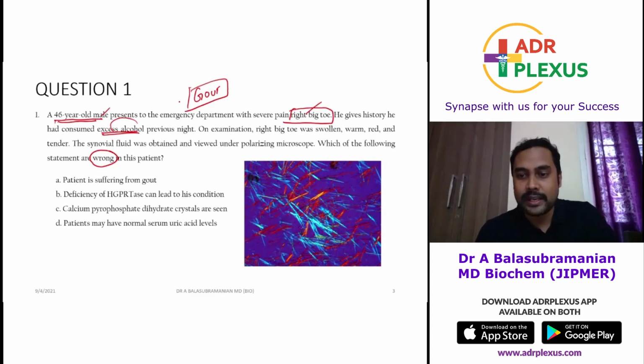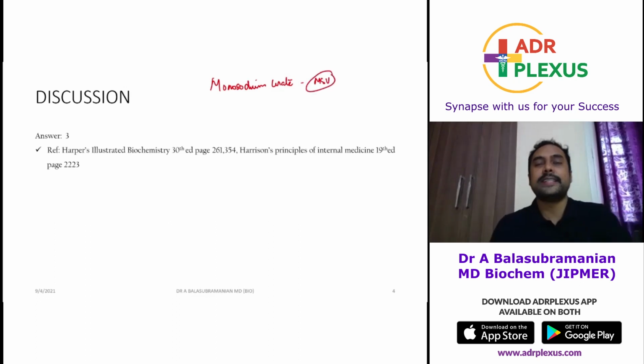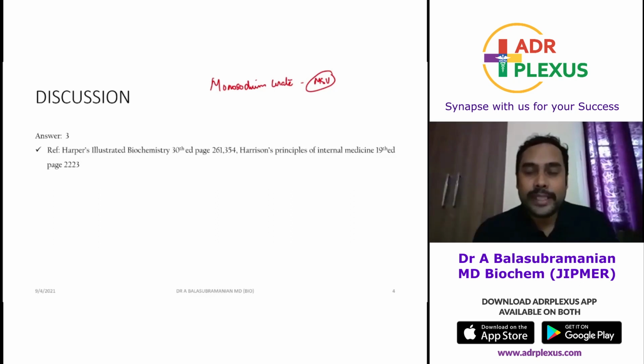It presents mostly in the great big toe, and that is because of accumulation of certain crystals. The crystals that accumulate are called monosodium urate, or MSU. Now these crystals have particular features. See what will happen, I will tell you. During the night, most of the times the classic picture is during the night.